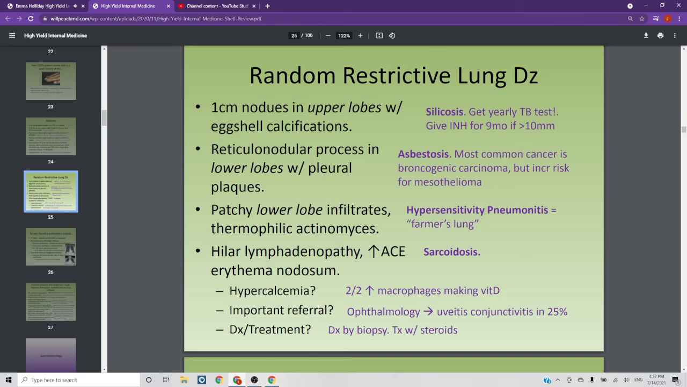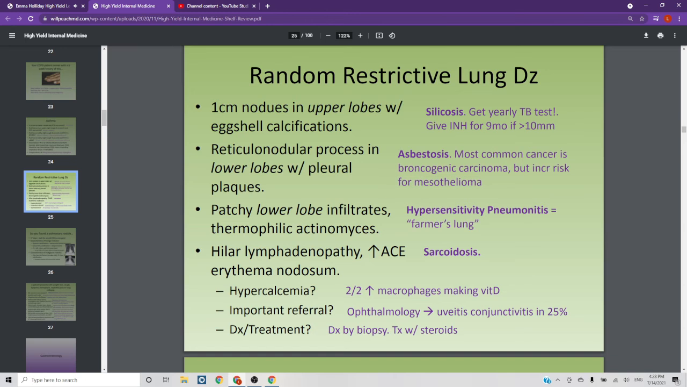So if the lesion is a patchy lower lobe infiltrate, you can culture some thermophilic actinomyces. What does that friend do for work? Farmer's lung. So they shovel hay or something. So hypersensitivity pneumonitis is more commonly known as farmer's lung. And thermophilic actinomyces is the bug to remember there. So if you see hilar lymphadenopathy, increased ACE levels, erythema nodosum. The patient might be a young female African American. Sarcoid. So that's sarcoidosis.